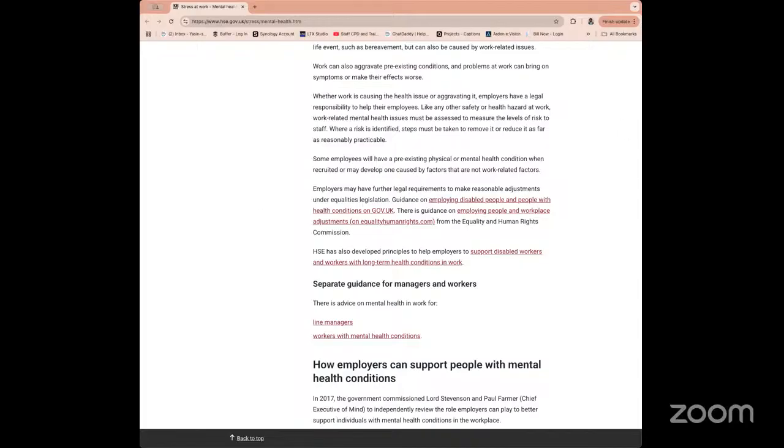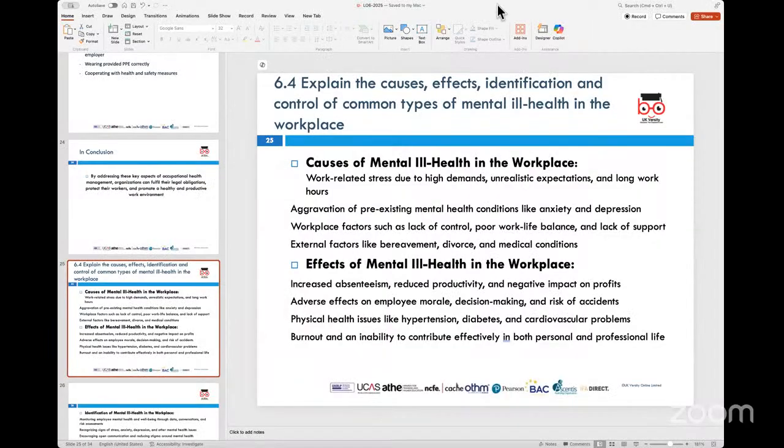Now, going back to what I want to discuss with the use of slides. It talks about causes, effects, identification, and control. That is what we will discuss in this criteria. So, what are the causes of mental ill health? When we talk about ill health, what are the various causes which can happen?